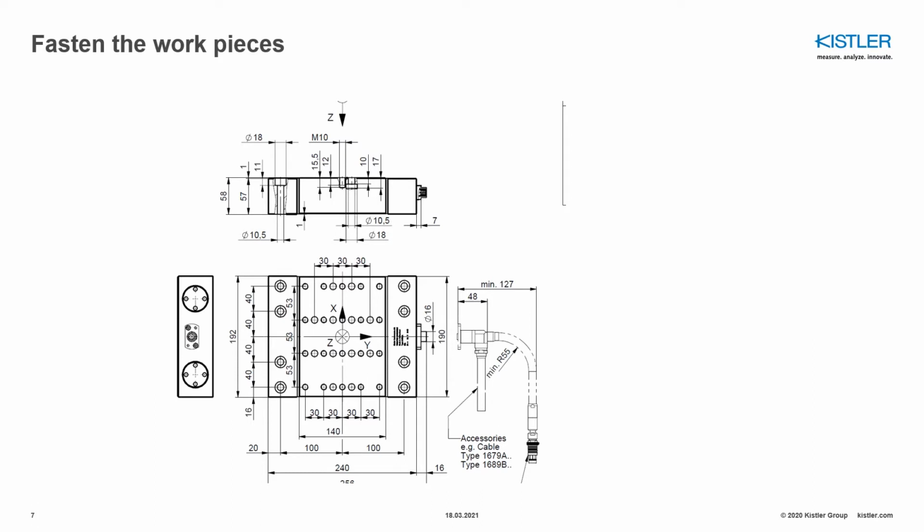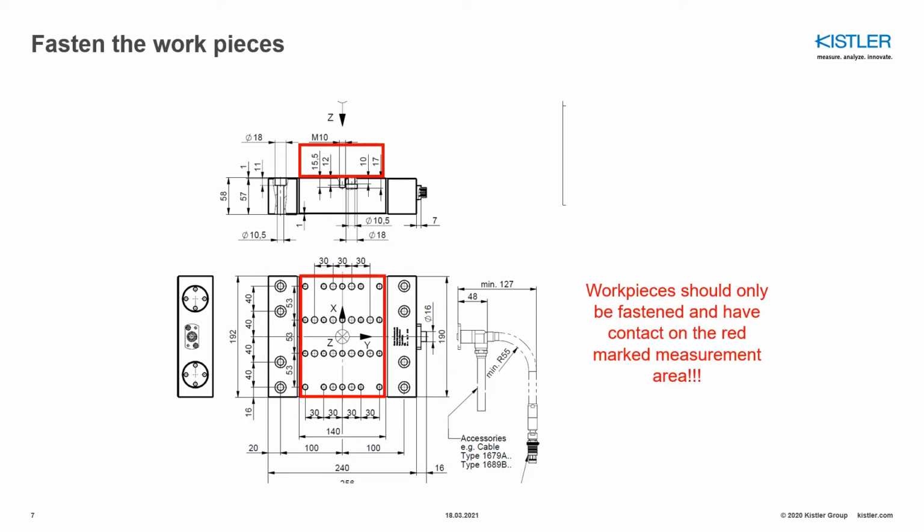When it comes to fastening the workpiece, as you know, our dynamometers are designed in different ways. But if you look at this version where the sensors are horizontally preloaded, you have your workpiece region here, marked with the red rectangle. So you need to ensure that you fasten the workpieces on that region.